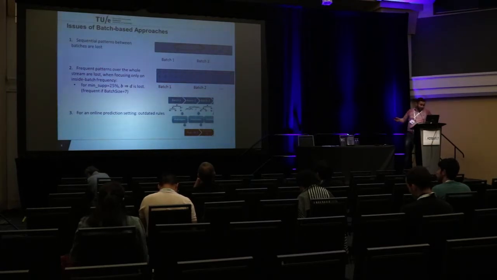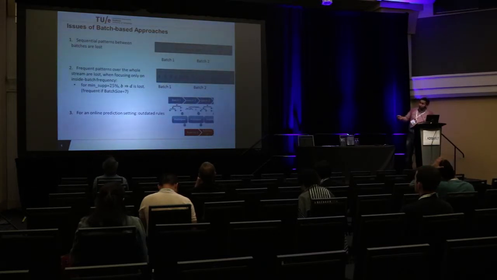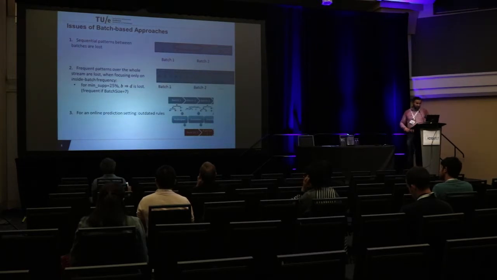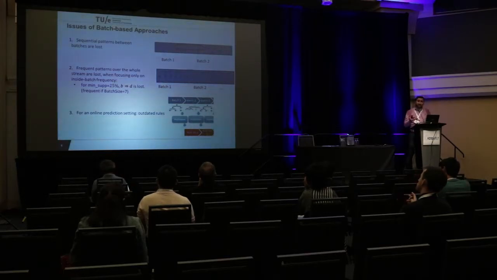So here is an example about the pattern BD. If we have a minimum support of 25% and batch size of 5, as you see here, it will not be frequent. But if we simply increase the batch size to 7, we will have it appearing there. So there is a loss of patterns that are pruned inside the batch because we don't have the larger view of the whole stream.